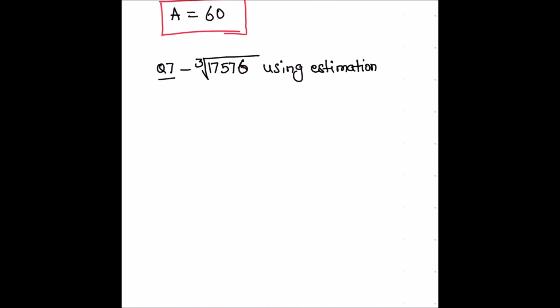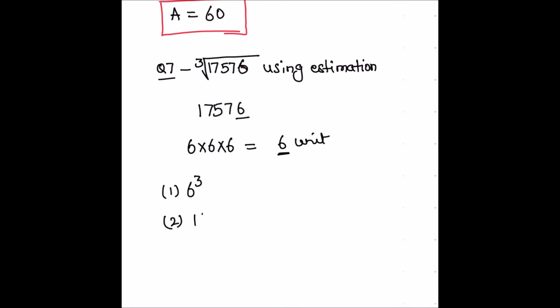First we'll see the units digit of this number, which is 6. So 17576, units digit 6. Now we'll check which numbers, multiplied 3 times, give 6. If the units digit of this number is 6, then if we multiply 6 three times, we are going to get 6 in the units digit. Let's write all the numbers whose cubes have 6 at the units digit. First number is 6 cube. Second is 16 cube. And third one is 26 cube.